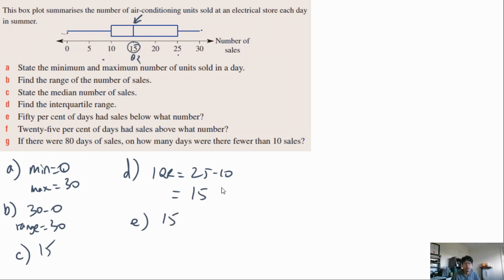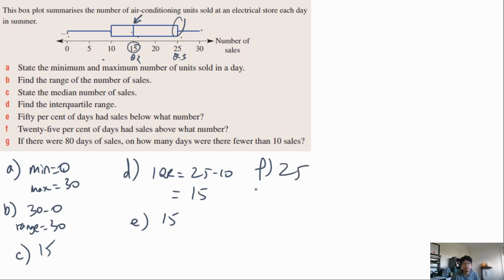Alright, moving on to the next question. Question F. 25% of days had sales above what number? Once again, 25% lies on each of these parts. So 25% below Q1, 25% between Q1 and Q2, 25% between Q2 and Q3, and 25% above Q3. So we'll be looking for Q3 in this case. And so 25% lies above Q3, that will be above 25.